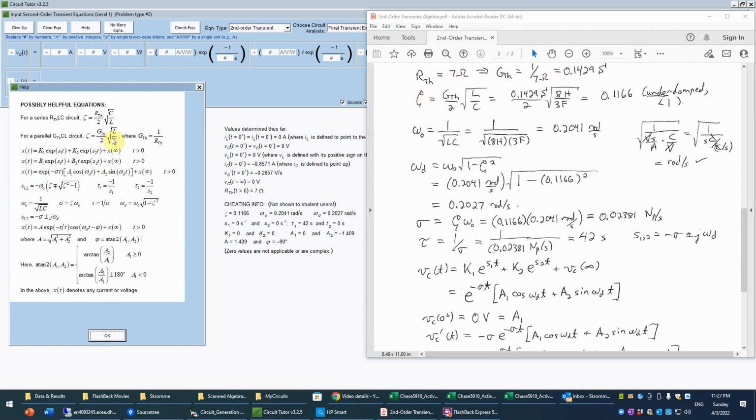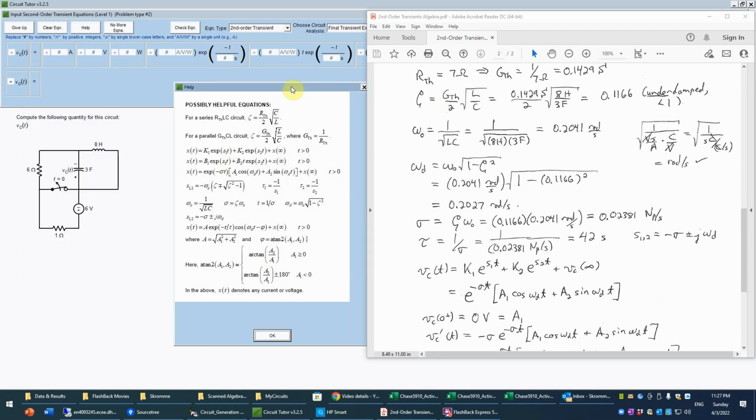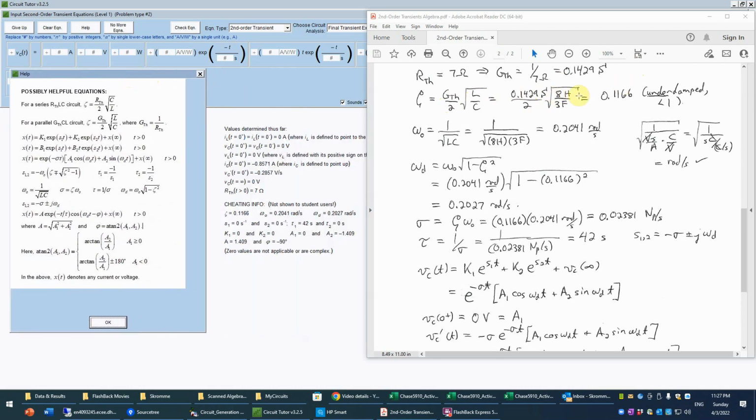And then for our zeta value, we have to pick the appropriate formula. That's G Thevenin over 2 times the square root of L over C, which is the dual of this formula. Notice everything is exchanged: inductance and capacitance, and also resistance and conductance. So here I just plug in my G Thevenin, 0.1429 Siemens, divided by 2 times the square root of the 8 henries divided by 3 farads. That's based on the original element values in the circuit. Doing that math on a calculator, that works out to be 0.1166. And you can verify, and probably should, that it is in fact dimensionless, so it has no units.